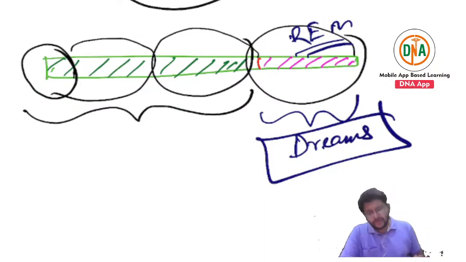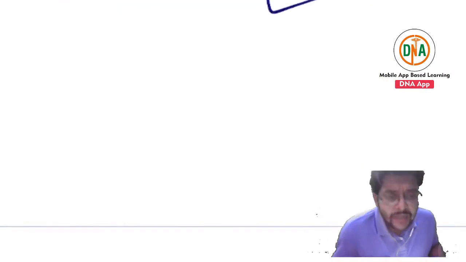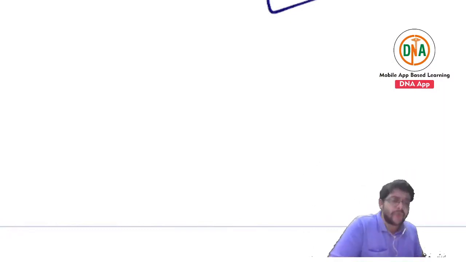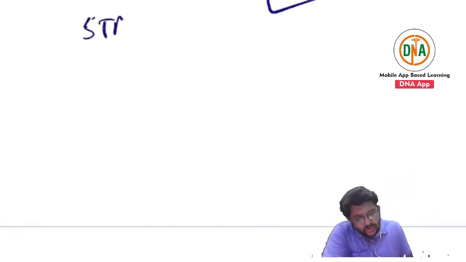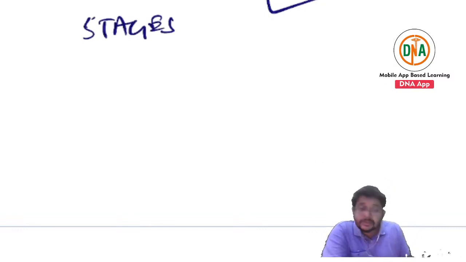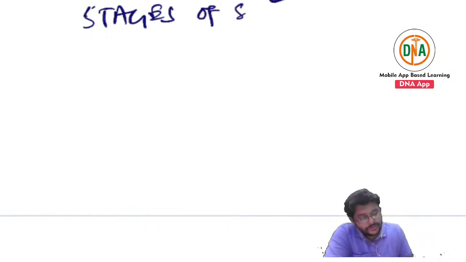Before we move on, we now go into a table which will make things clear for you, and I will urge you to write what I am writing right now. These are the stages of sleep. Remember, this question can appear in the exam: stages of sleep, regulation of sleep, and parasomnias, or the sleep disturbances. I will go one after another. So, stages of sleep.